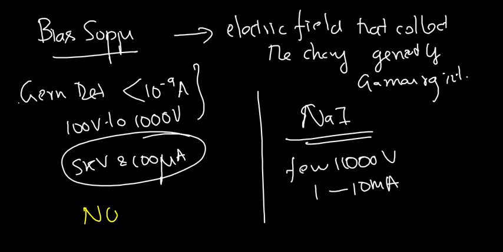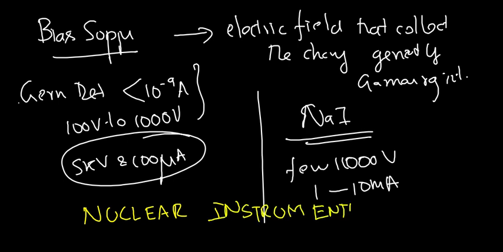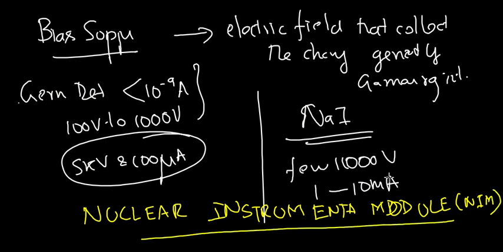They call it the nuclear instrumentation module, popularly called NIM, which plugs into a frame or a bin that supplies the necessary voltages to power the module. NIM bias supplies frequently use an electronic switching device to generate the required voltage.